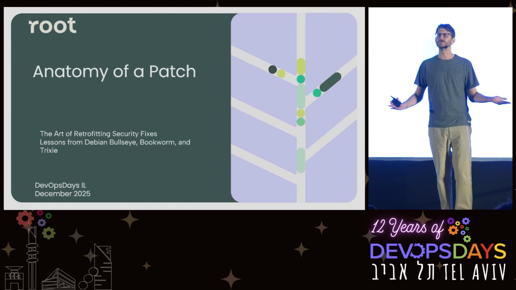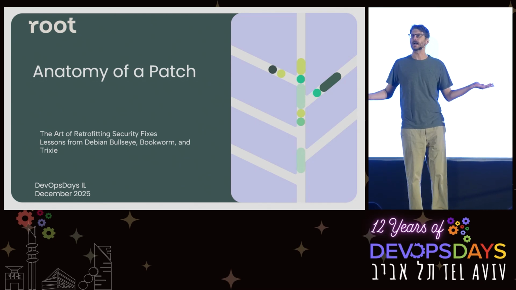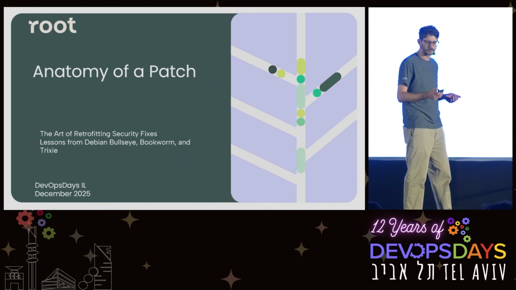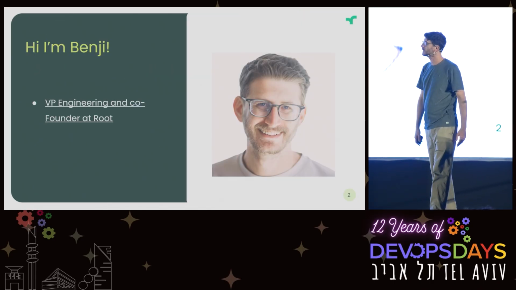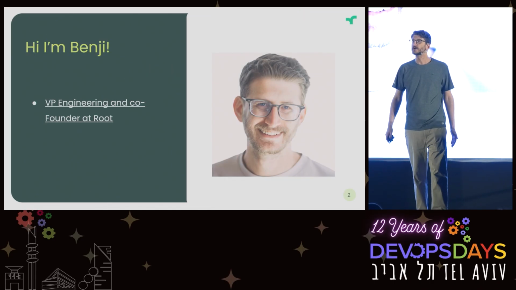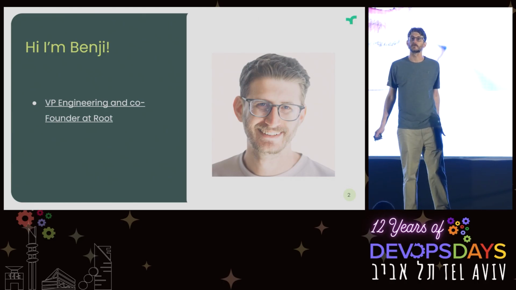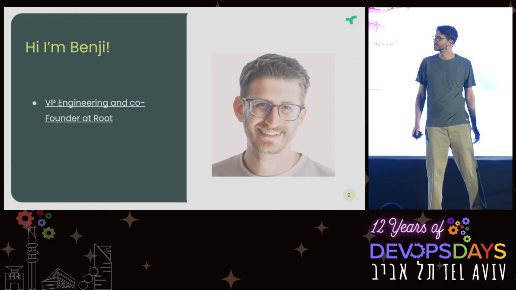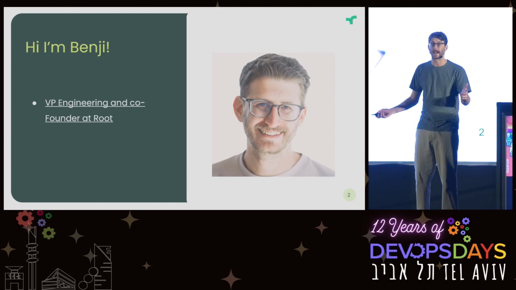I welcome you to my talk on the anatomy of a patch, where we're going to be talking about backporting. And a big round of applause to you all. So hello, I am Benji, and I am the VP of Engineering and co-founder at a company called Root. What we do is we try to provide secure versions of all of open source to the world at large. And the way that we do that is through backporting. So what I'm going to talk about is backporting.